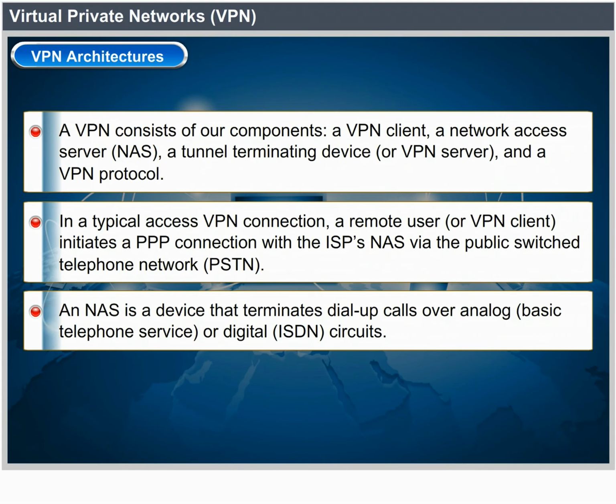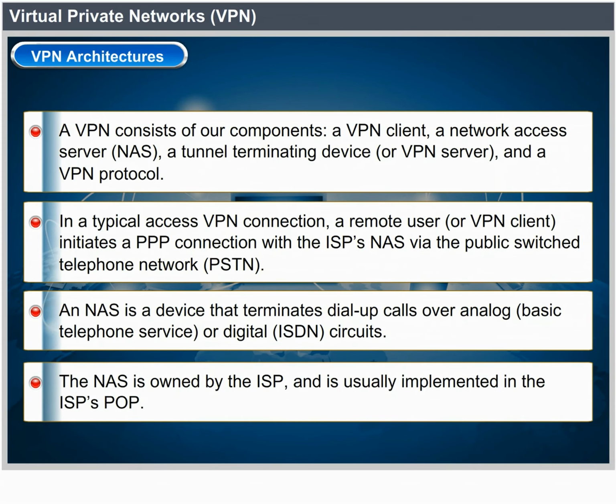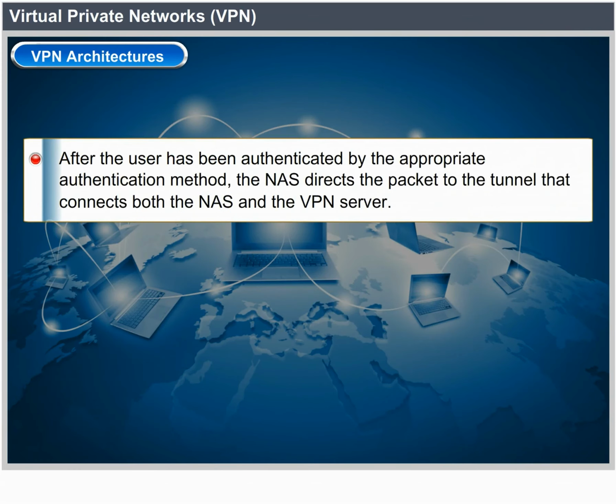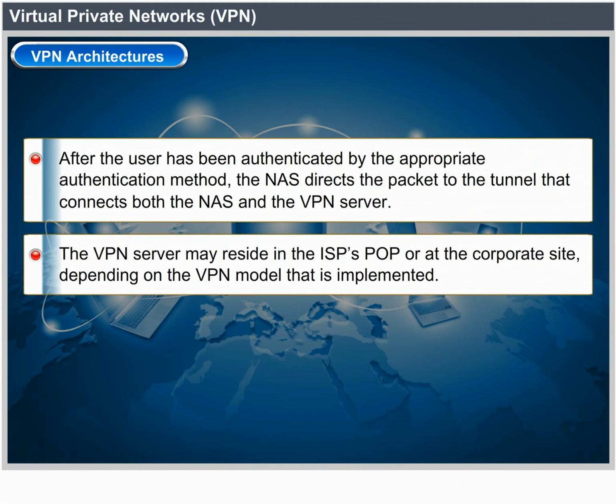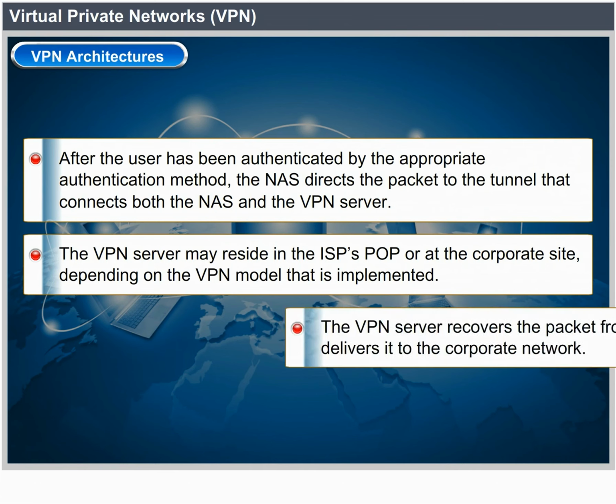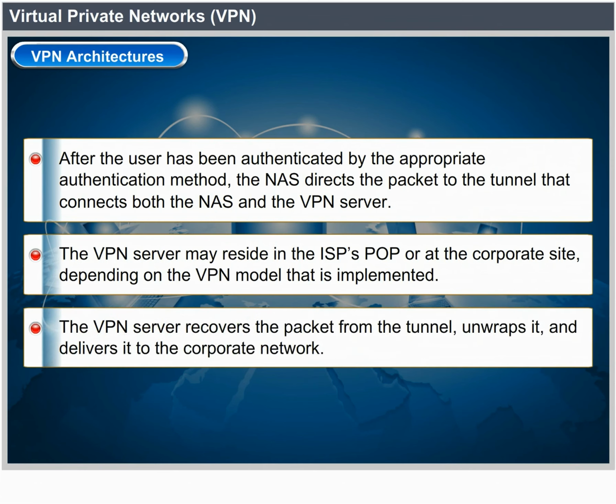The NAS is owned by the ISP and is usually implemented in the ISP's POP. After the user has been authenticated by the appropriate authentication method, the NAS directs the packet to the tunnel that connects both the NAS and the VPN server. The VPN server may reside in the ISP's POP or at the corporate site depending on the VPN model that is implemented. The VPN server recovers the packet from the tunnel, unwraps it, and delivers it to the corporate network. The figure below illustrates VPN architecture.